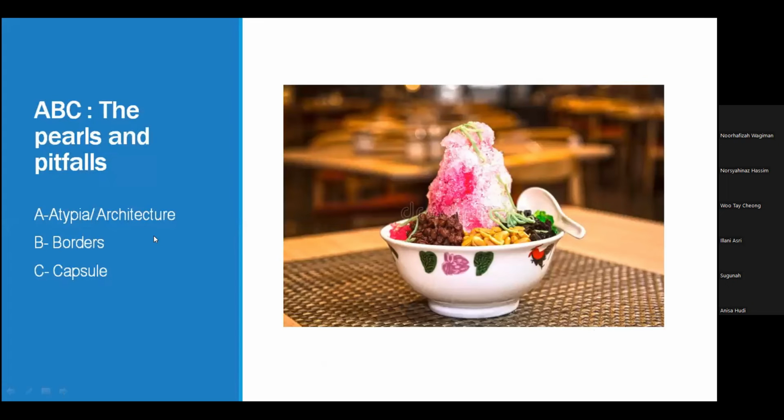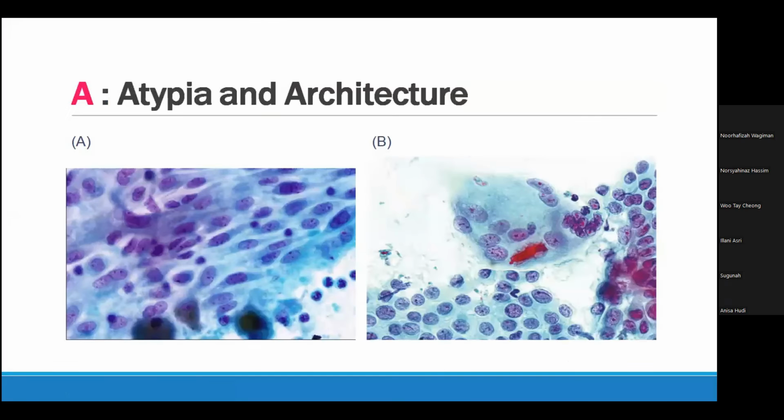So basically, in the last 10 minutes, what is the ABC? Now, the FTA is all finished. No fun in the game because nobody wants to participate. So ABC, the pearls and pitfalls. A for atypia, B for border, C for capsule. Let's see what that is.